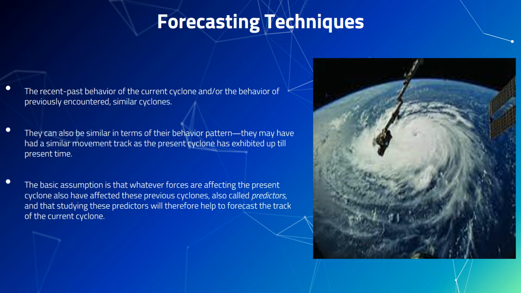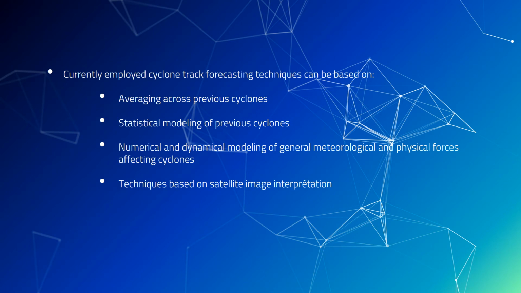The basic assumption is that whatever forces are affecting the present cyclone also have affected these previous cyclones, also called predictors, and that studying these predictors will therefore help to forecast the track of the current cyclone. Currently employed cyclone track forecasting techniques can be based on: first, averaging across previous cyclones; second, statistical modeling of previous cyclones; third, numerical and dynamical modeling of general meteorological and physical forces affecting cyclones; fourth, techniques based on satellite image interpretation.